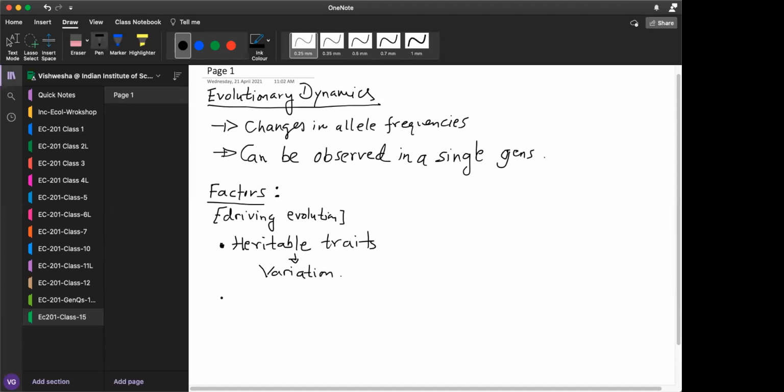Okay, and this variation is key. What else do you need? Selective pressure or survival advantage. Some selective pressure, right? Okay, yeah. And if you have that, what do you get? You get evolution by natural selection.